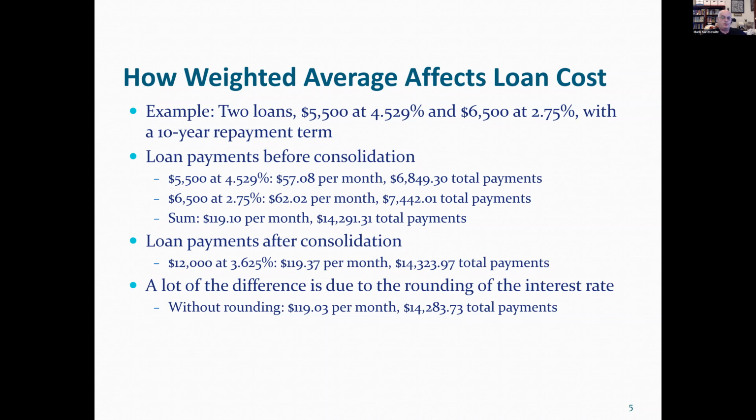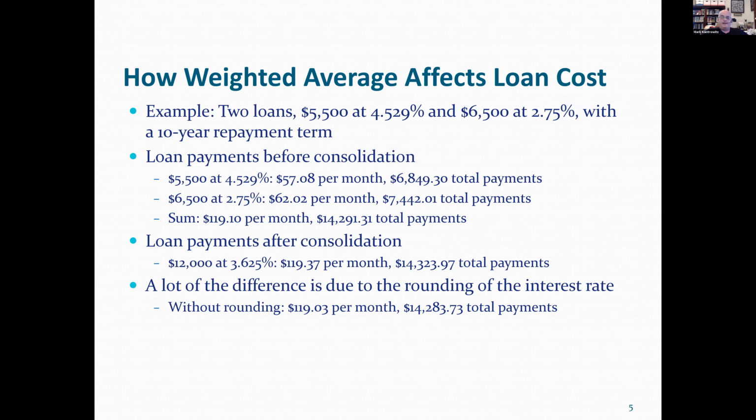So we're using the same two loans as before, $5,500 and $6,500, and we're using a 10-year repayment term because now we're calculating the actual monthly payments. Before consolidation, we had two loans. The $5,500 loan had a monthly payment of $57.08 a month, and the $6,500 one, which had a lower interest rate but still was more debt, was $62.02 per month. When you sum those two together, you get $119.10 per month, and total payments of $14,291 and change.